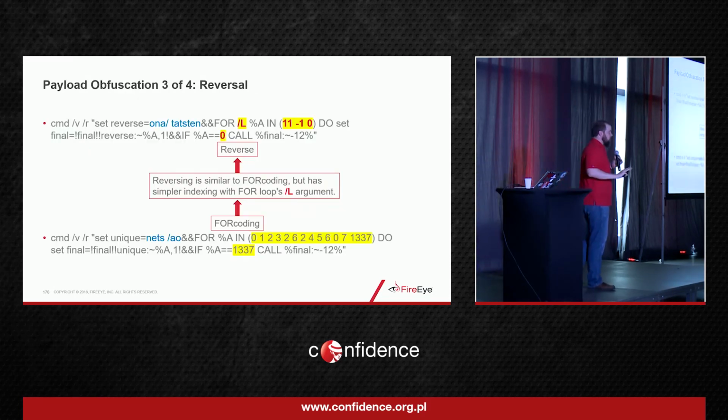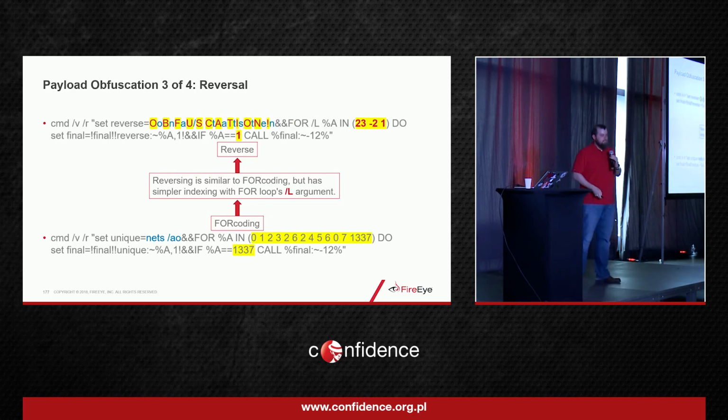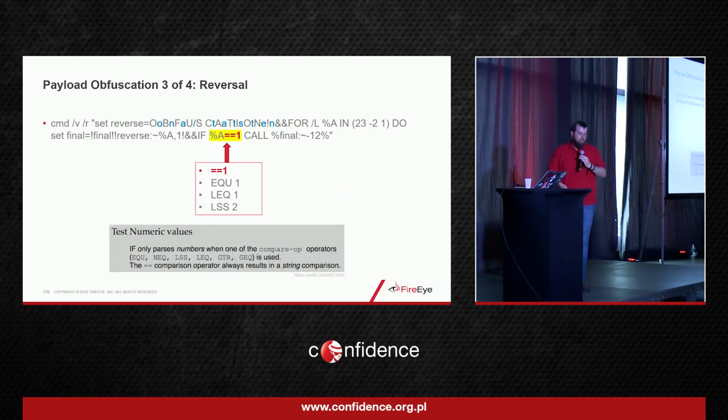Option number 3 is reversal, and it's very, very similar, except it's using this /L in the for loop. So instead of having to have this massive array of all these indexes, you just have the end index, the beginning index, and the decrementer or incrementer between the two. So in this case, we've reversed netstat ANO, and we're decrementing each value and adding it in. You can also add garbage characters, etc.